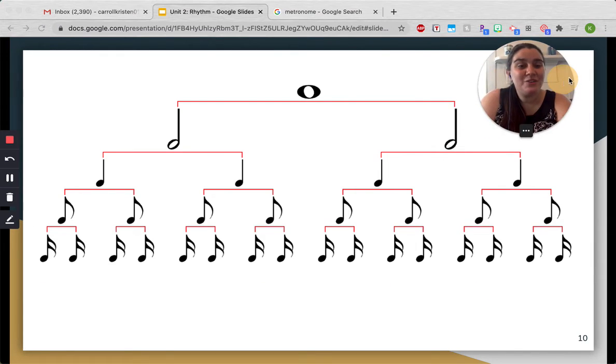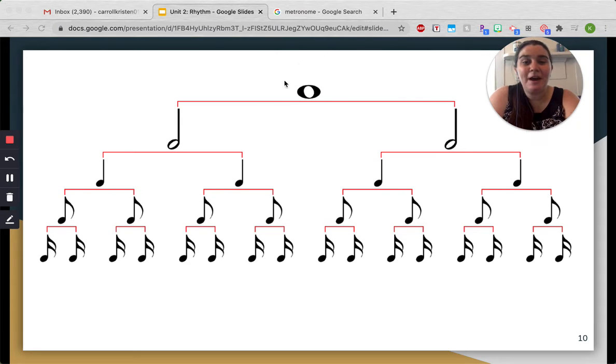Right. So this is how our notes break down. At the top you have a whole note, which, do you remember how many beats of sound that gets? Four beats of sound. There are two half notes in our whole note. There are four quarter notes in our whole note. There are eight eighth notes in a whole note. And there are sixteen 16th notes in a whole note.